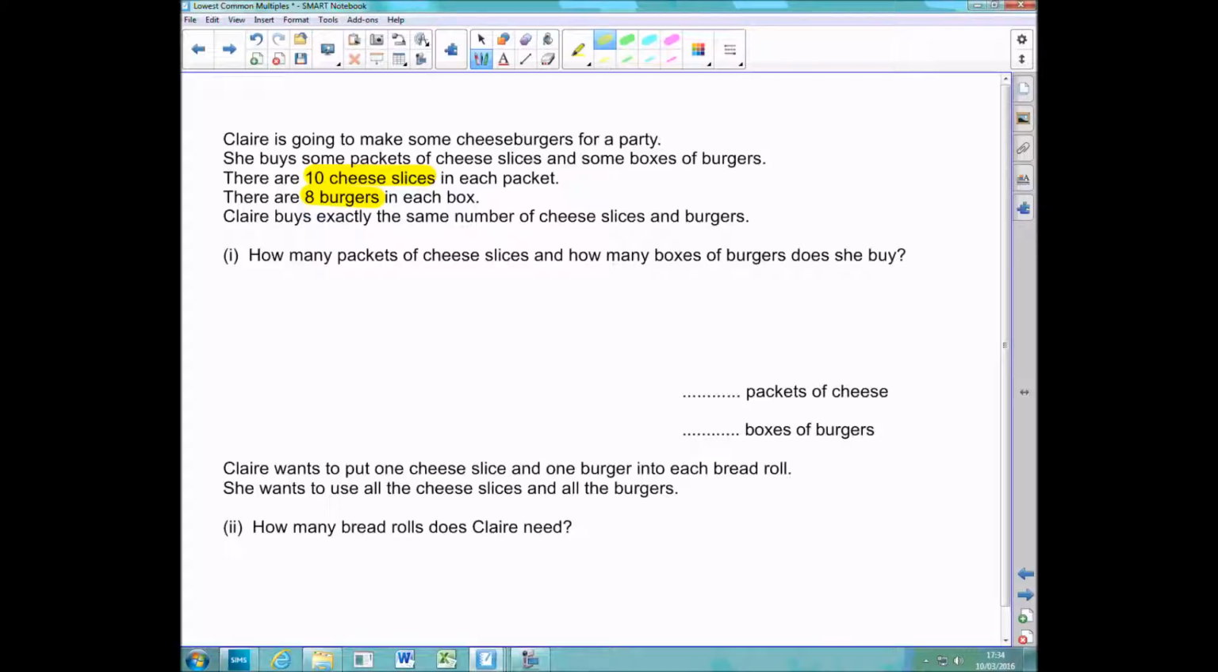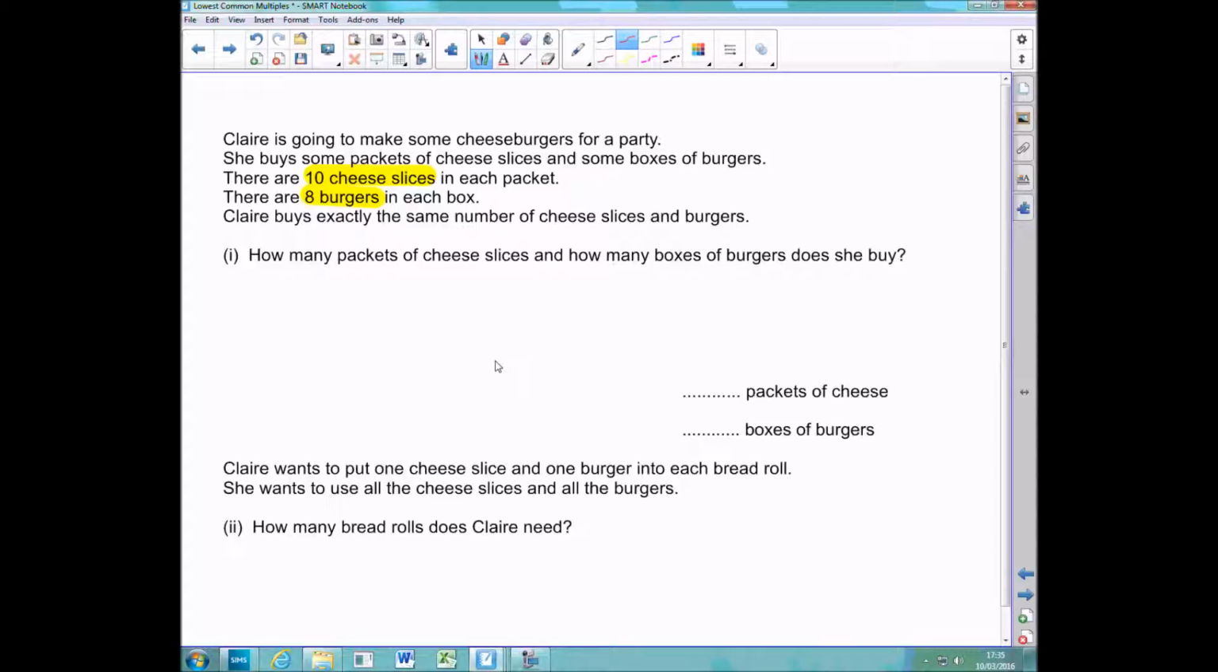The other thing that's really important is to note that she buys exactly the same number of cheese slices and burgers. So this is actually a lowest common multiple question. It's looking for the number that is in both the 10 times table and the 8 times table. And I'll show you why that is now.